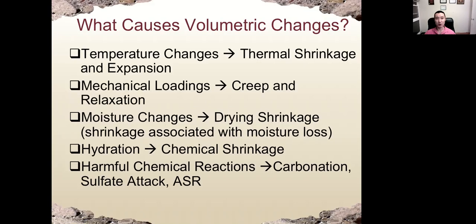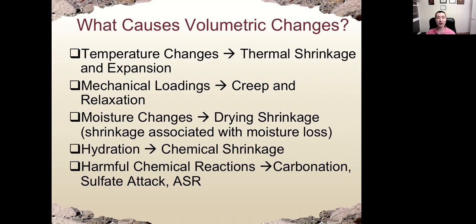So what are the reasons that cause volumetric change of concrete? There are many reasons. For example, temperature change. With increased temperature, the concrete will expand. With reduced temperature, the concrete will shrink. Or mechanical loading: we apply a load over time, and the dimension of the concrete will change. We call that creep or relaxation.